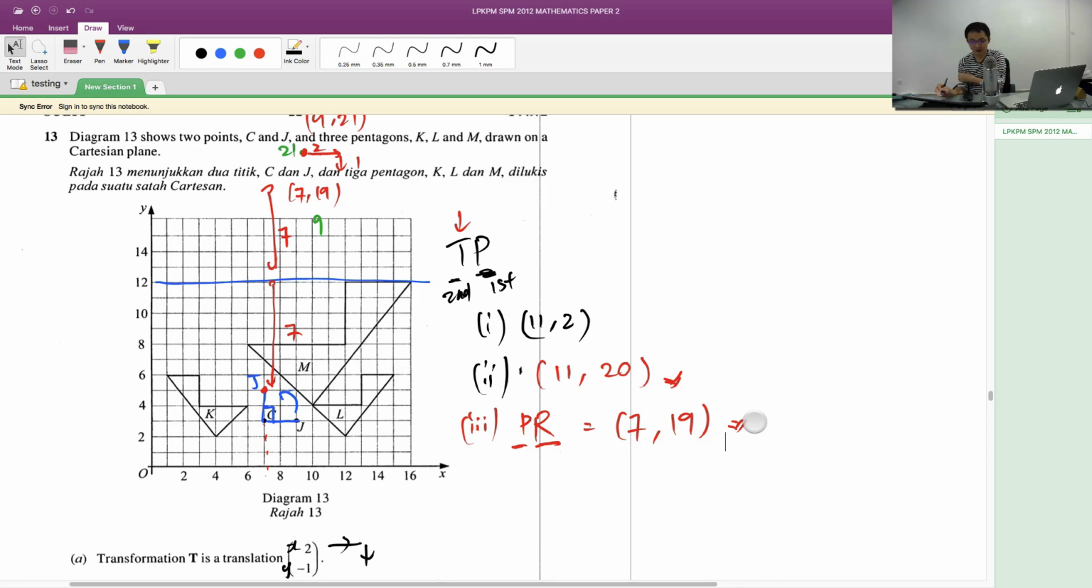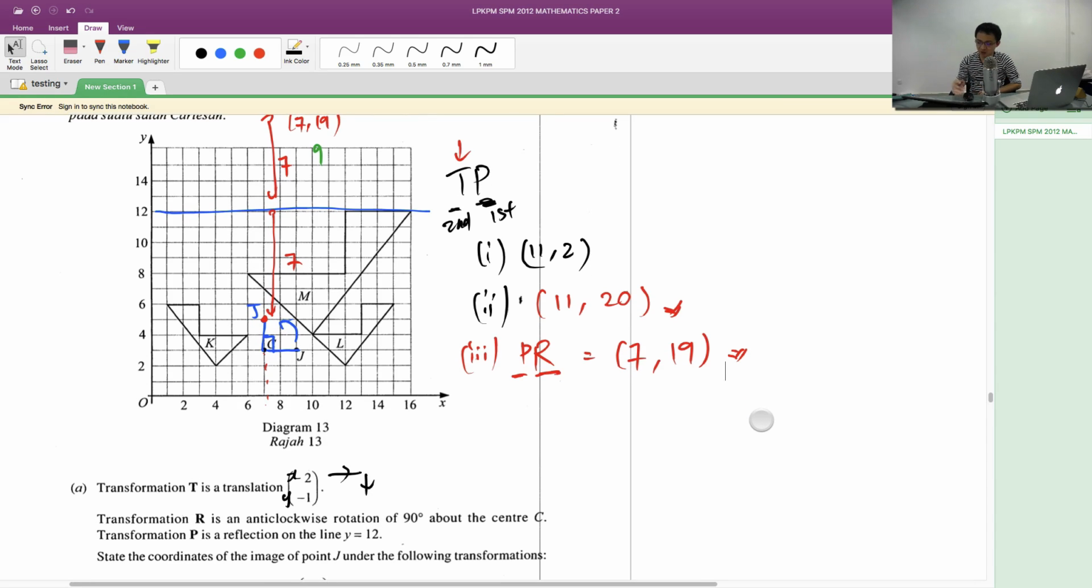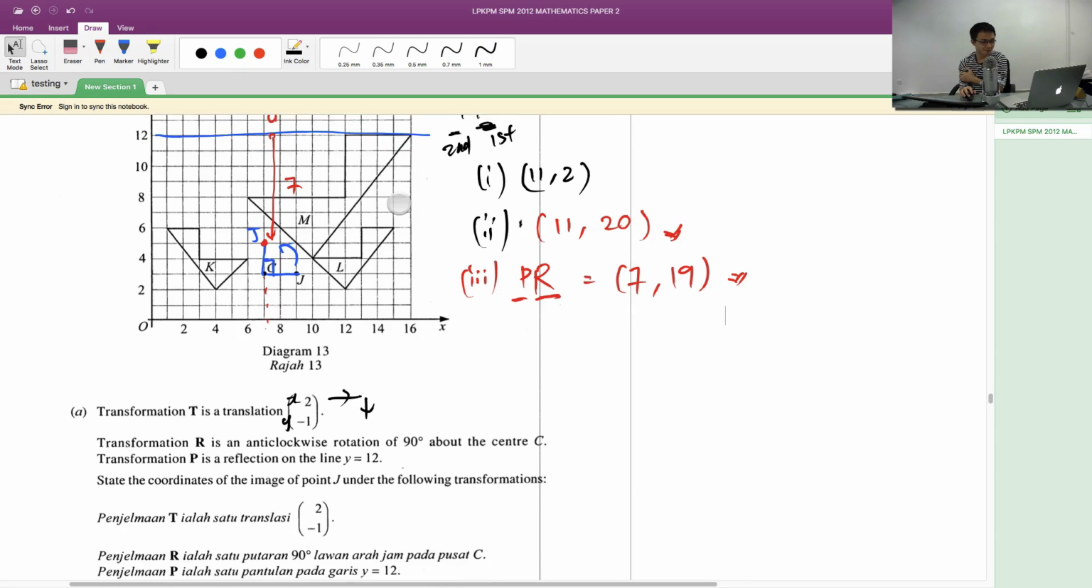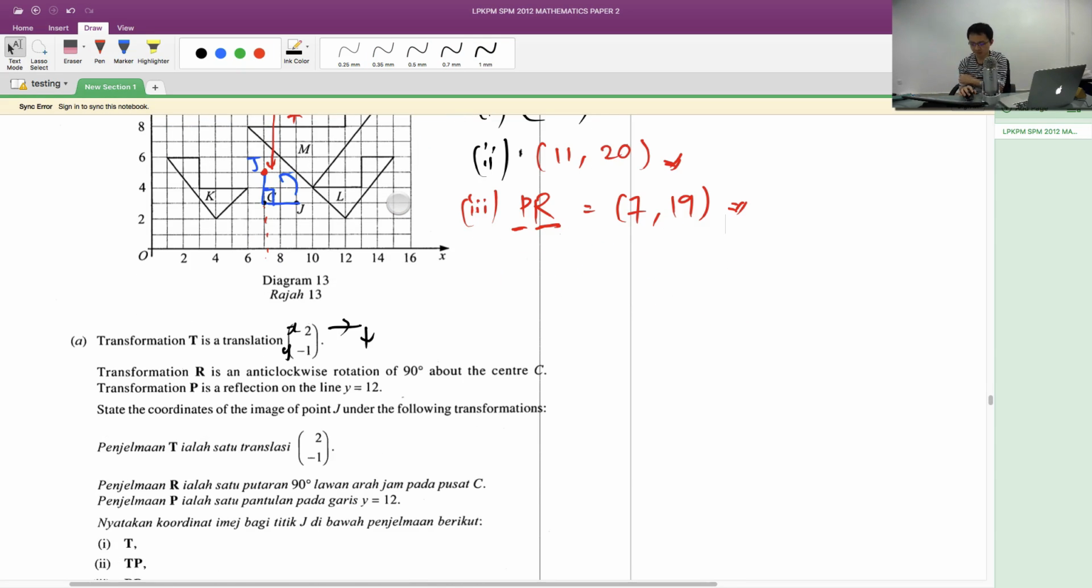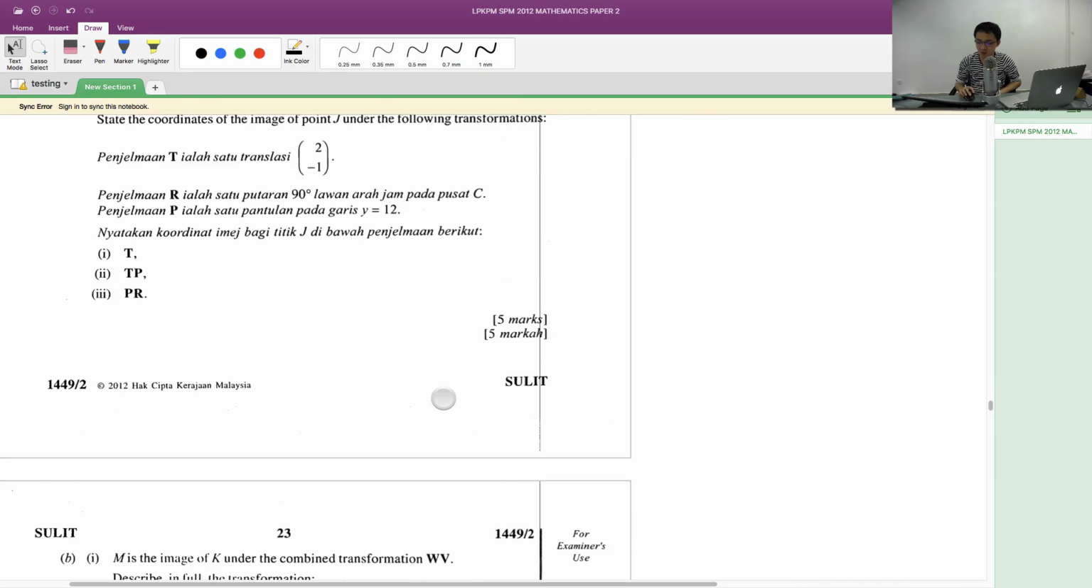Alright, it shouldn't have any problem because it's not too hard, but normally your reflection should be able to fit inside the whole diagram here. In this case, I'm not sure why it's outside of the diagram. Reflection on line P. Unless this is x equals 12, I don't know. In this case, they use y equals 12.